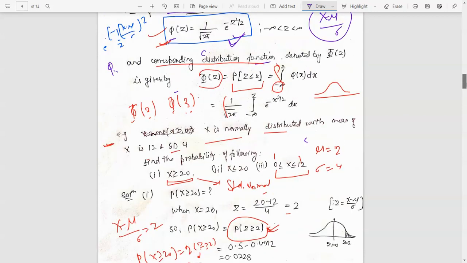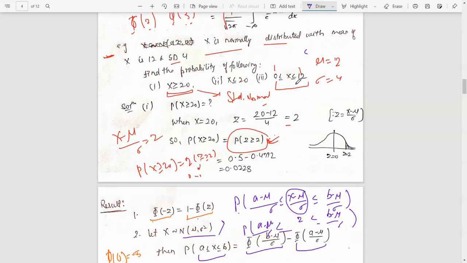In the same way I discussed, if you want to find the probability between 0 and 12, then we need to do (0 − 12)/4, which is equal to minus 3, and (12 − 12)/4, which is 0. So this translates into the probability of minus 3 less than or equal to z less than or equal to 0.